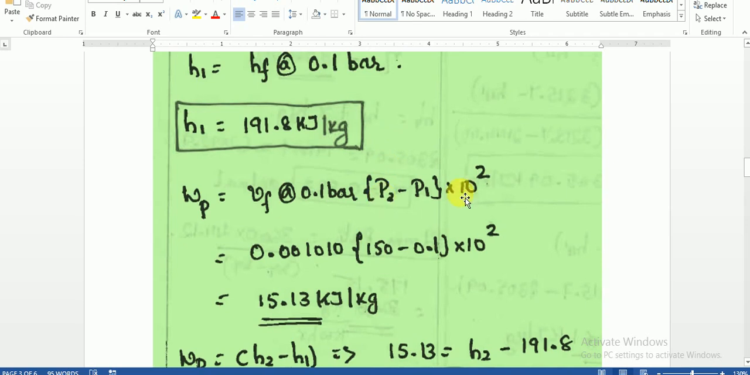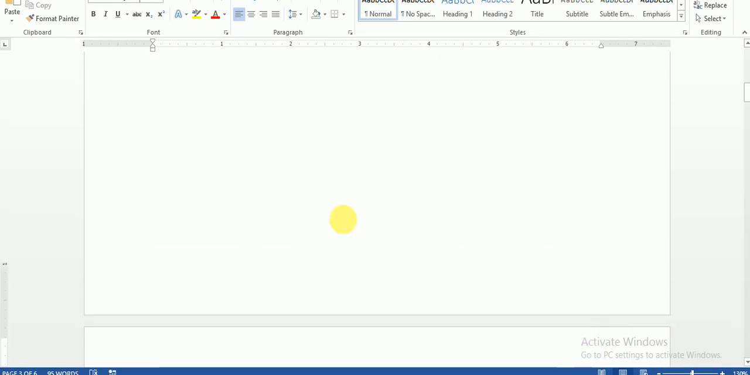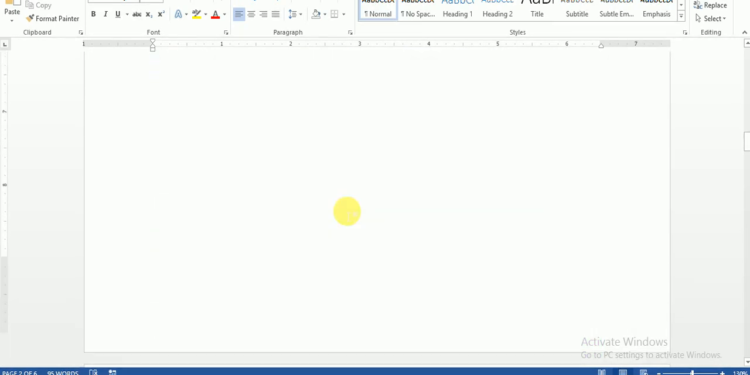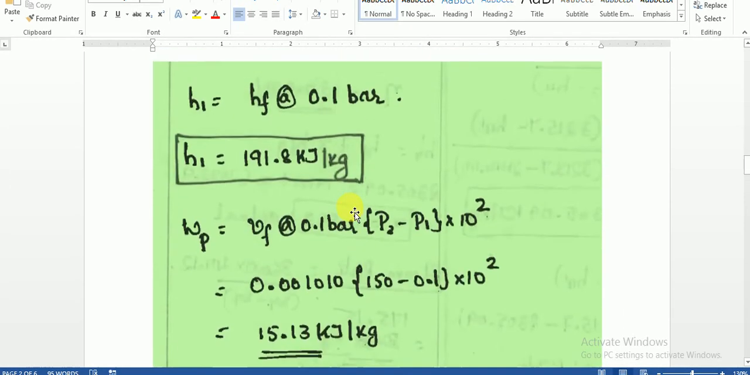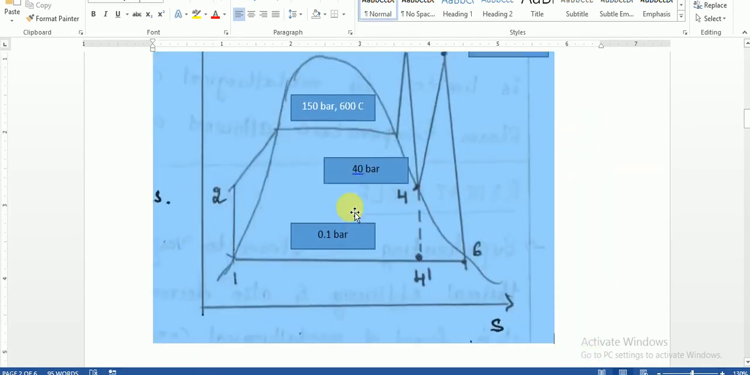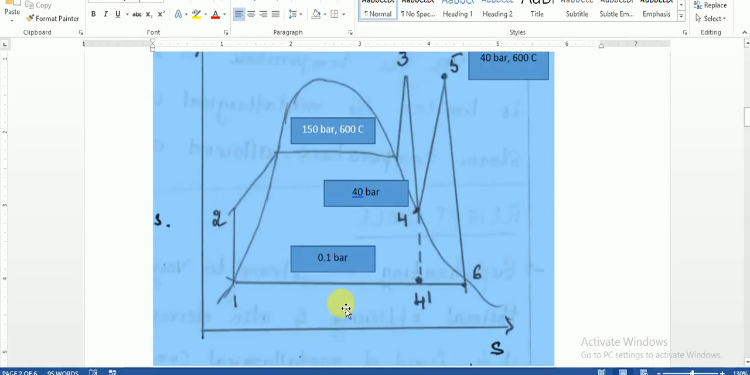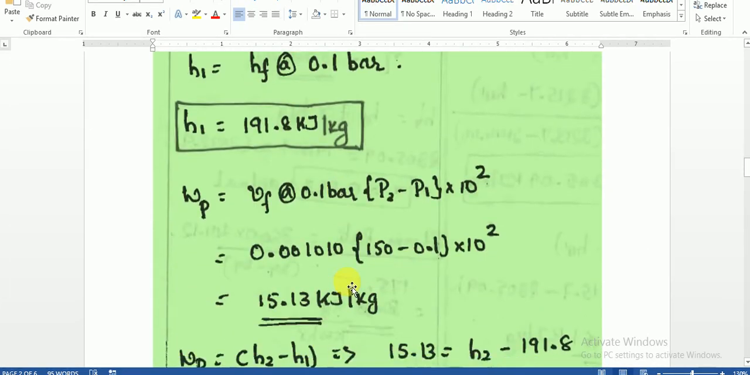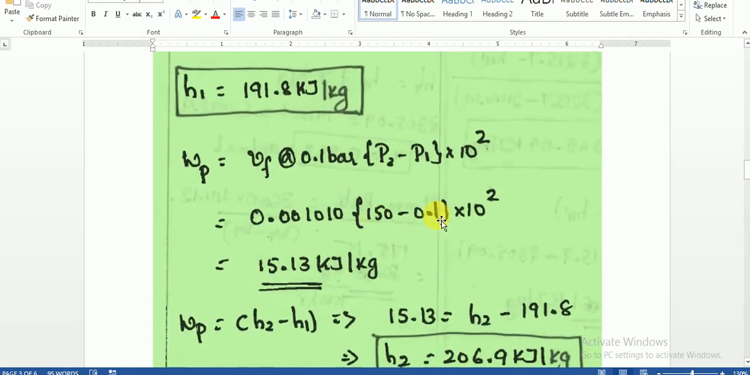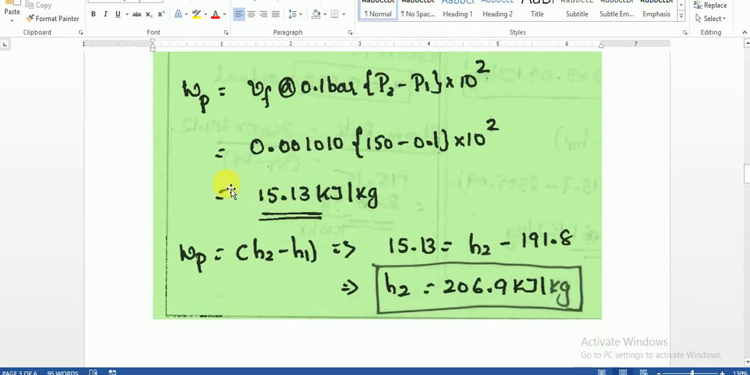So this is P2 minus P1. What is P2? It is 150 bar minus 0.1 bar. So it's the difference of the pressure. Note down 150 minus 0.1, multiplied by 100 to convert bar into kilopascal. So the pumping work done is 15.13 kilojoule per kg.